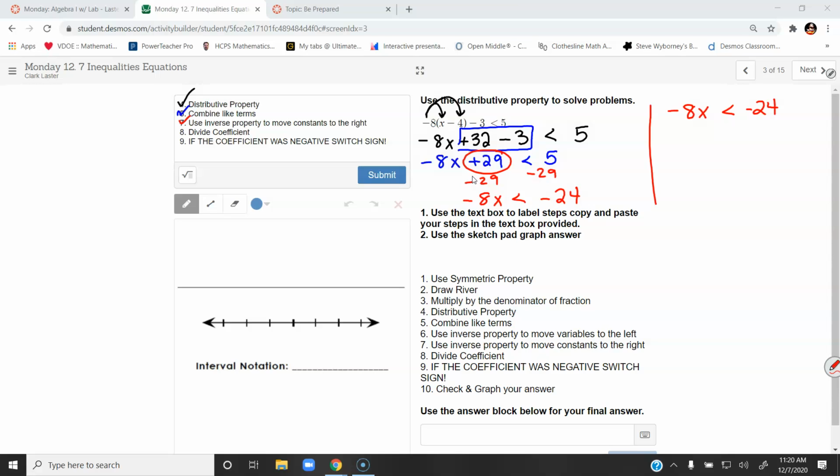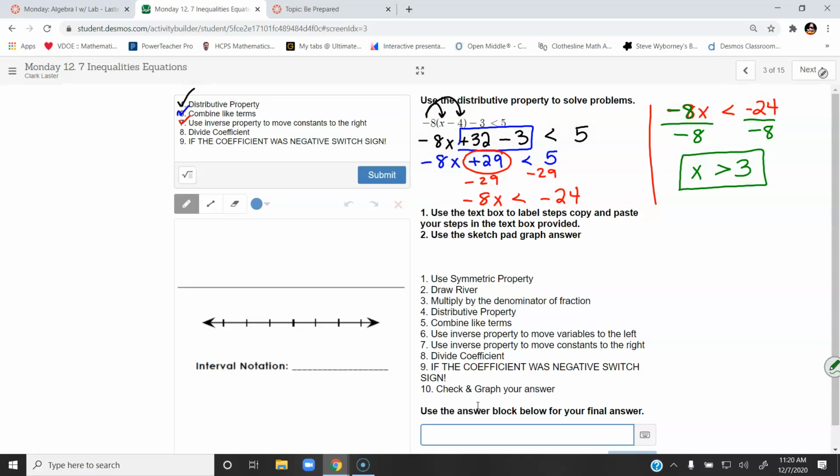Now it says divide by a coefficient. So I'm going to divide. This is a coefficient, and this coefficient is negative. That should tell us something: the sign is going to be flipped. So it's going to be x is greater than 24 divided by 8, which is 3. So x is greater than 3. That's my answer. You're going to put that answer down here at the bottom.